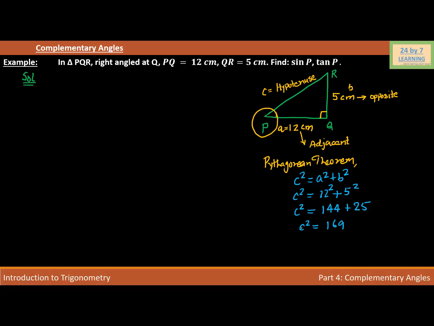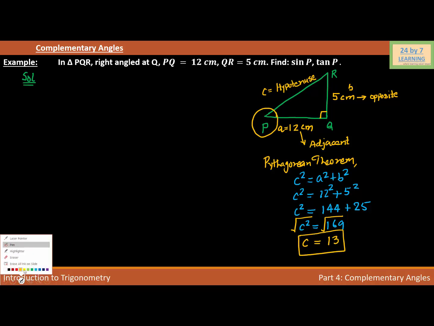We need to find the value of C. So what I'm going to do, I'm going to take the square root on both sides. If I do that, I will get square root of C square is C, which is equal to square root of 169, which is 13. So the value of hypotenuse is basically 13.